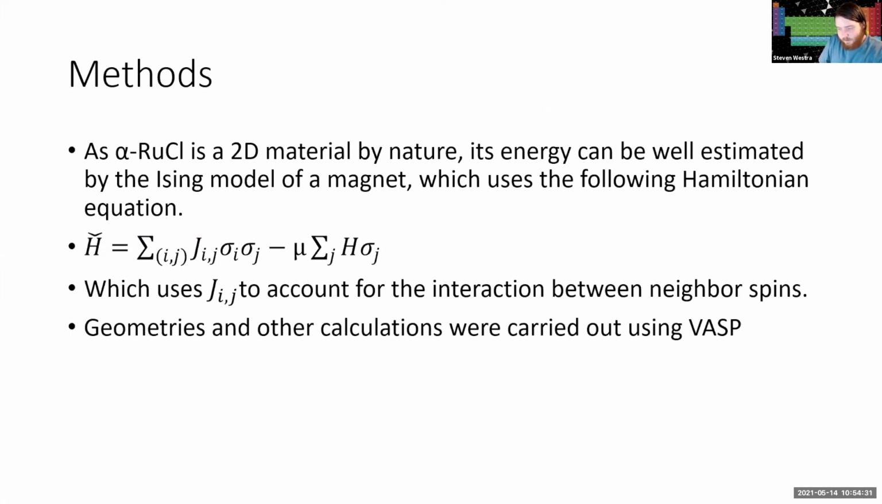So alpha-ruthenium chloride is a two-dimensional material by nature. It is similar in structure in bulk form to graphite, a van der Waals layered material with thin single-atom-thick layers. And as such, it can be well estimated by the Ising model of a magnet, which uses the following Hamiltonian equation. The particular component of importance is the J sub ij, which accounts for the interaction between neighboring spins and is a material constant. And all of the following calculations and geometries were calculated using VASP software.